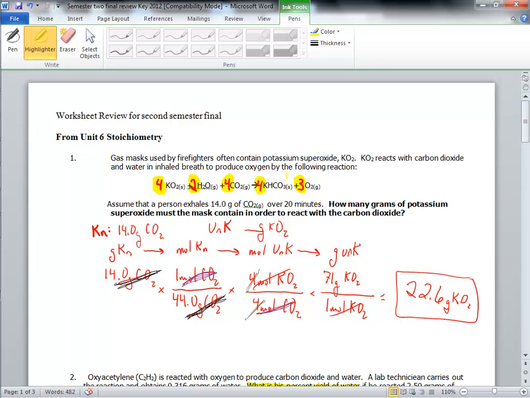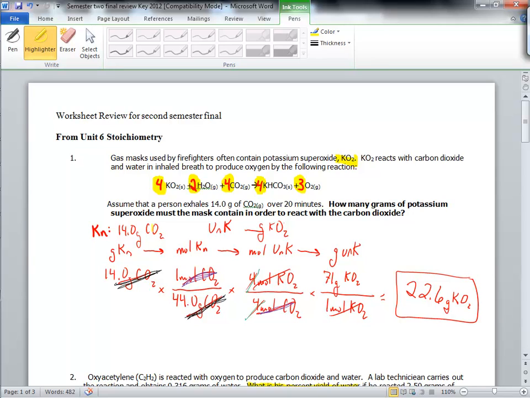This first question is regarding a chemical called potassium superoxide, and the reaction is there with that we have had to go and balance. Be sure you balance your reaction. That's the first place to start. Assume that this person exhales 14 grams of carbon dioxide in 20 minutes. How many grams of potassium superoxide must the mask contain in order to react with the carbon dioxide that's being exhaled in this rebreathing unit?